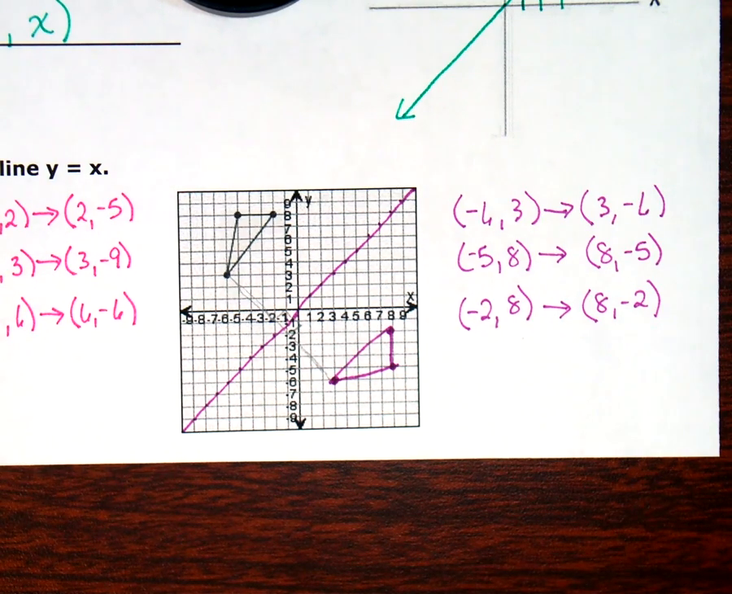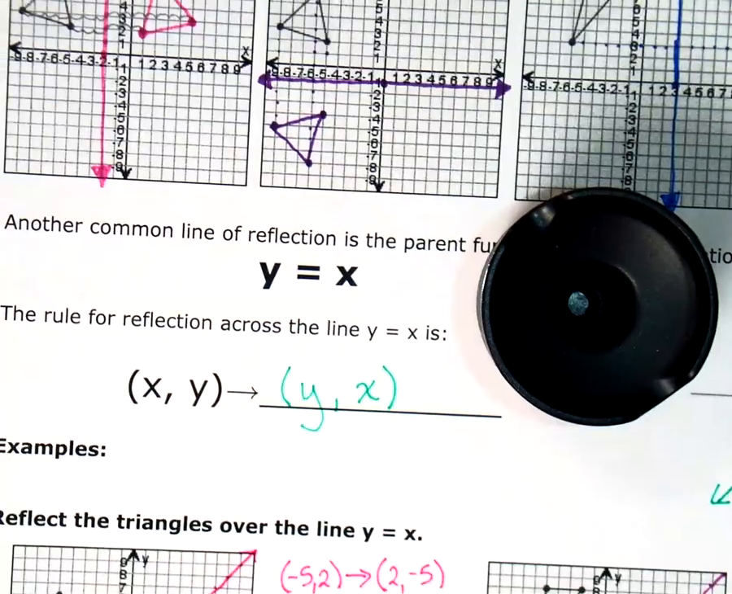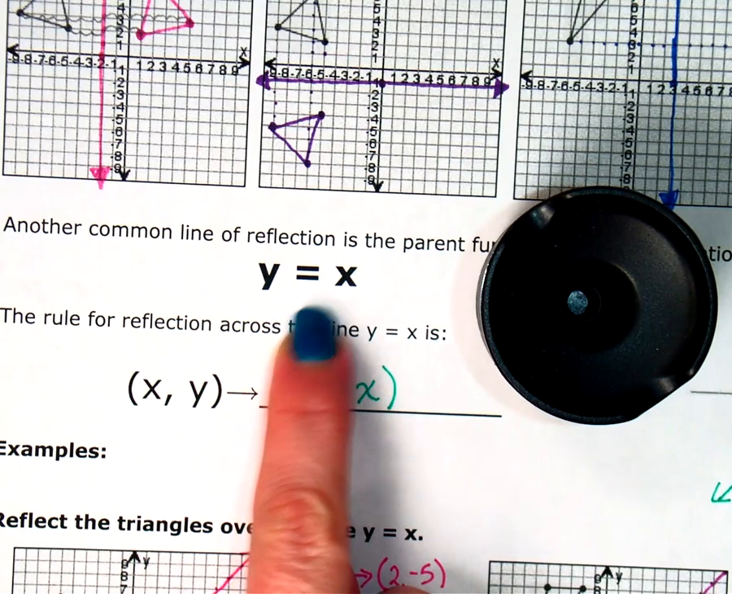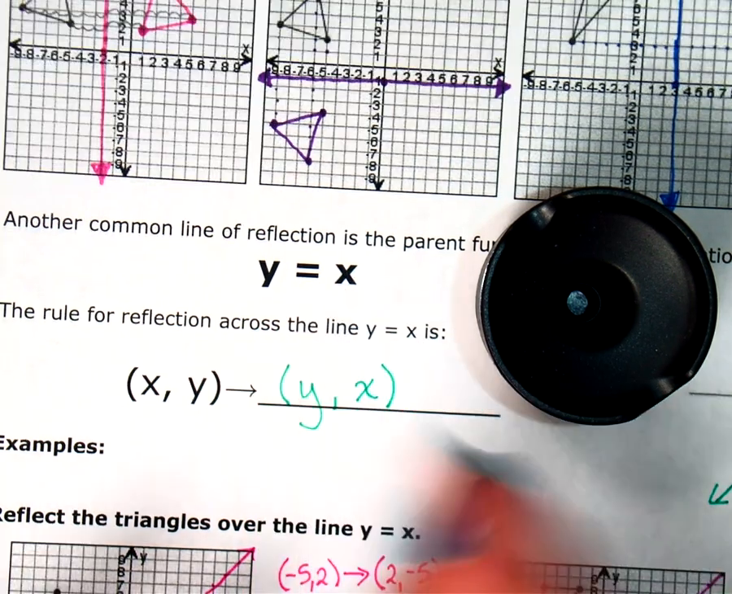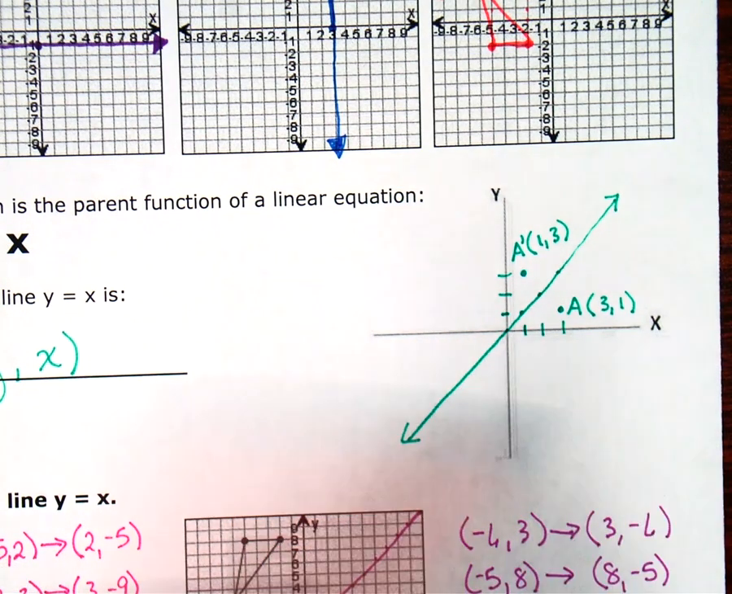All right, in the next video, we are going to continue with looking at reflections, and we're going to talk about not just the parent function y equals x, but what if I switch that slope and have my downward facing slope and do y equals negative x. So come on back for that next video.